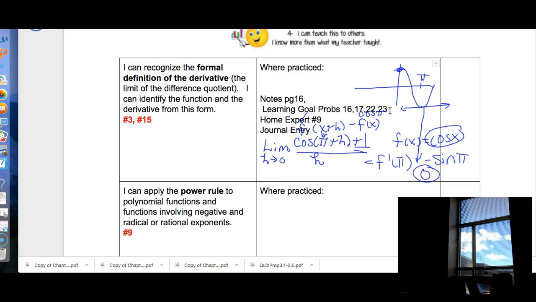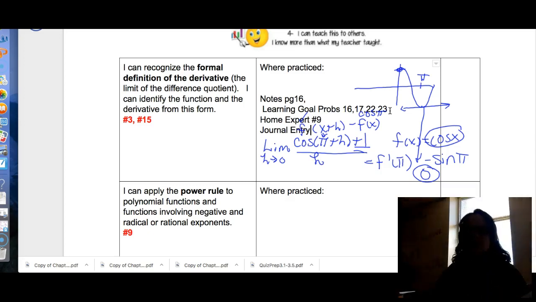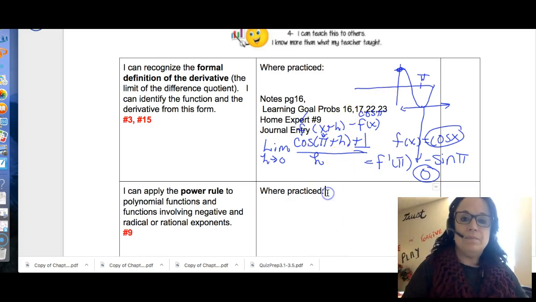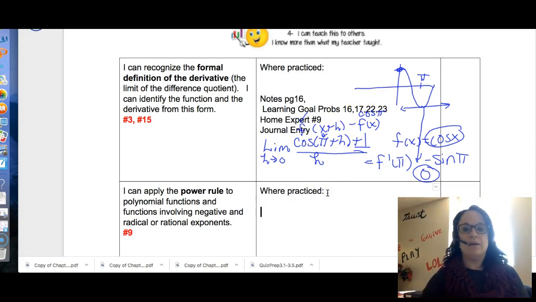But if you want to look at some more examples of that, I put where the practice can be found. And I'm not going to draw these out for all of them, but that one's always kind of a difficult one for kids to wrap their head around.